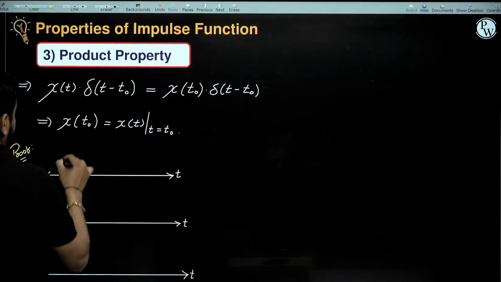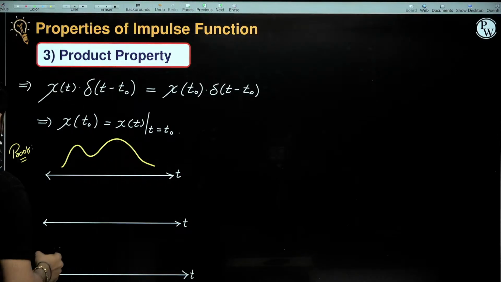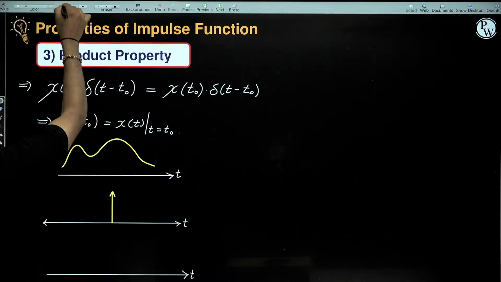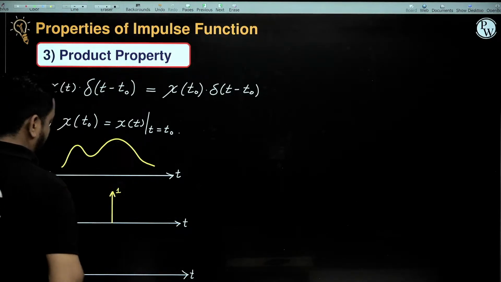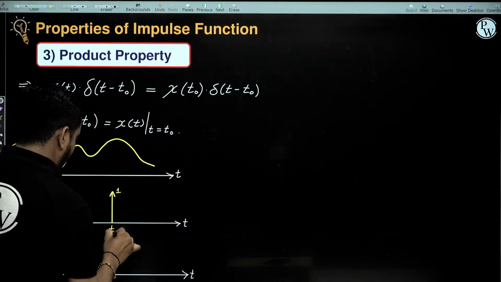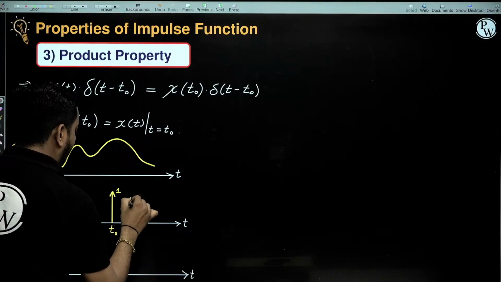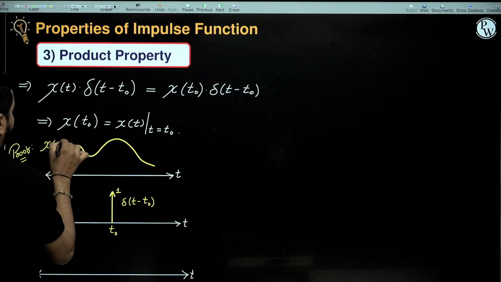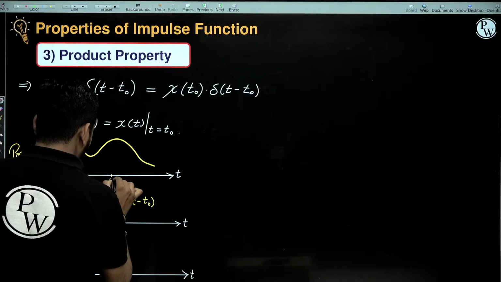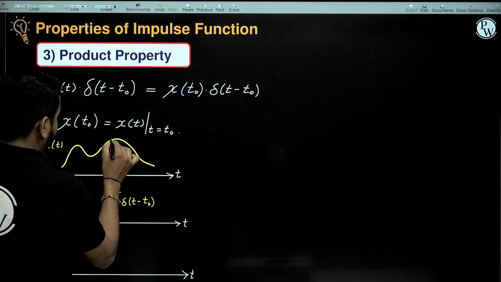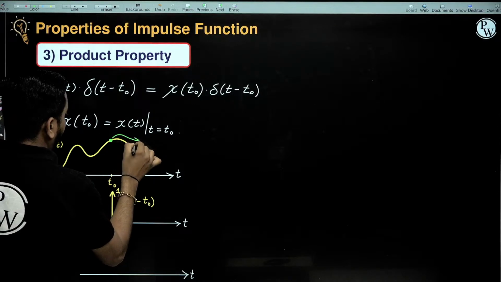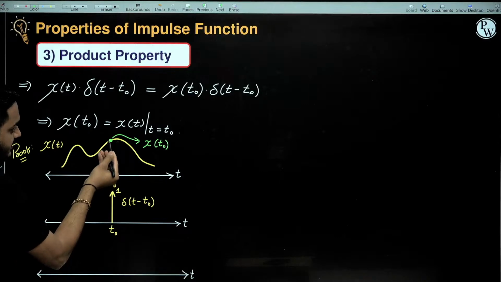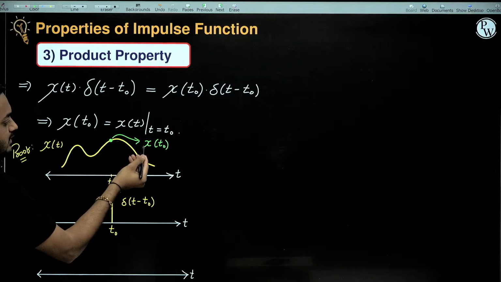So let us consider any general signal, correct? And you are multiplying this general signal x of t with delta t. Here the area is 1, or weight is 1, location is t naught. So this is nothing but delta t minus t naught, and this is your signal x of t. Now here this value is t naught, and at t naught, this point here, this is nothing but x of t naught. Correct? So here the amplitude of x of t is nothing but x of t naught.